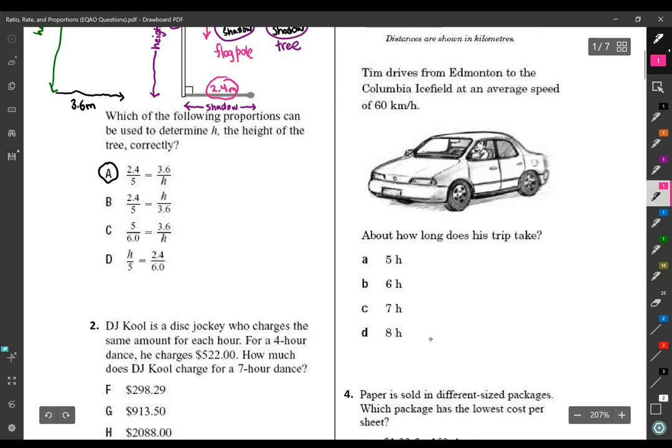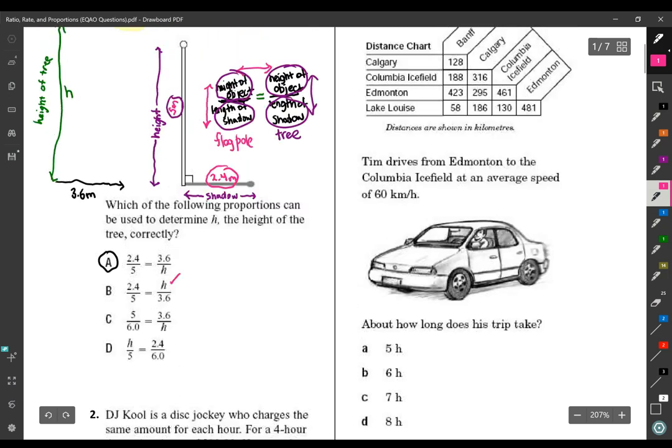If we have H on the top, H represents the height of the tree. So on the other side on the top, we should have the height of the flagpole. But this is not the height of the flagpole. That's the length of the shadow. So again, our numbers are not being lined up correctly.